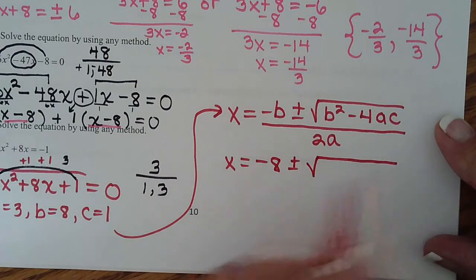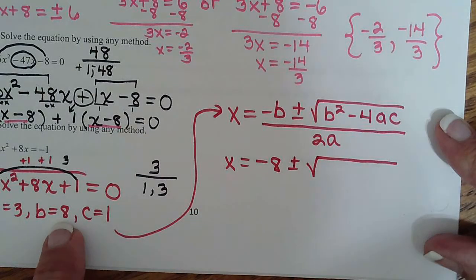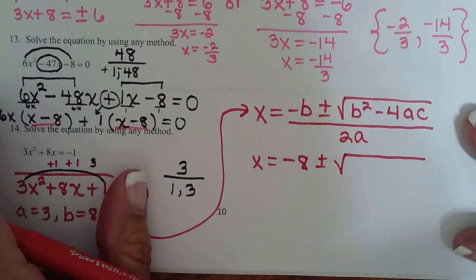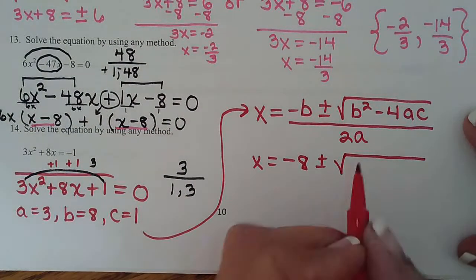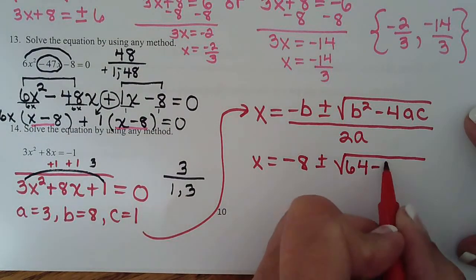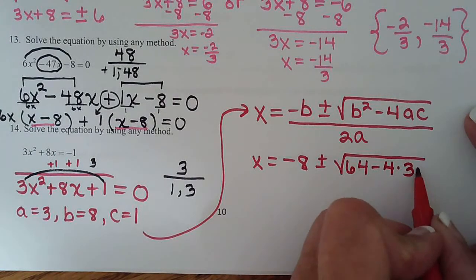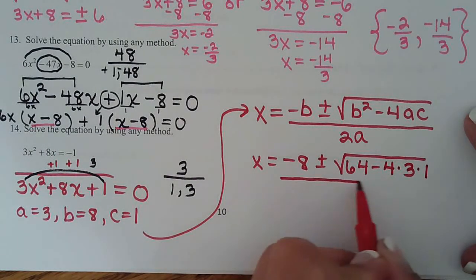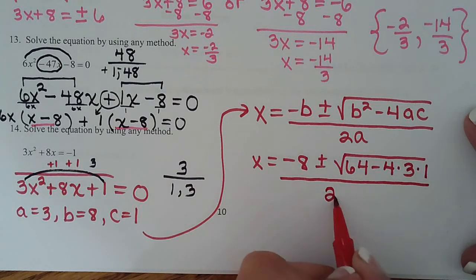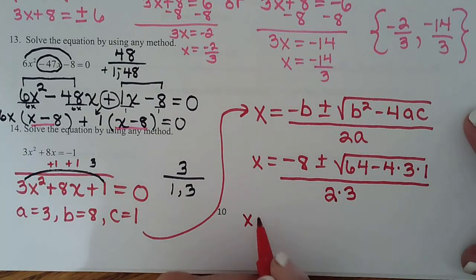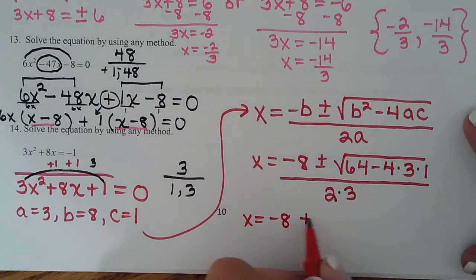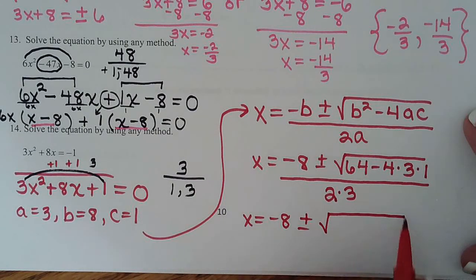So plugging that in, we're going to get opposite of B, which would be -8 plus or minus B squared. 8 times 8, oops, off the page a little bit. 8 times 8 is 64 minus 4 times A, which is 3, times C, which is 1. All over 2A, which is 2 times 3. So then we get it ready for the calculator. Remember this from earlier in the section. So 64 minus 12, 52.